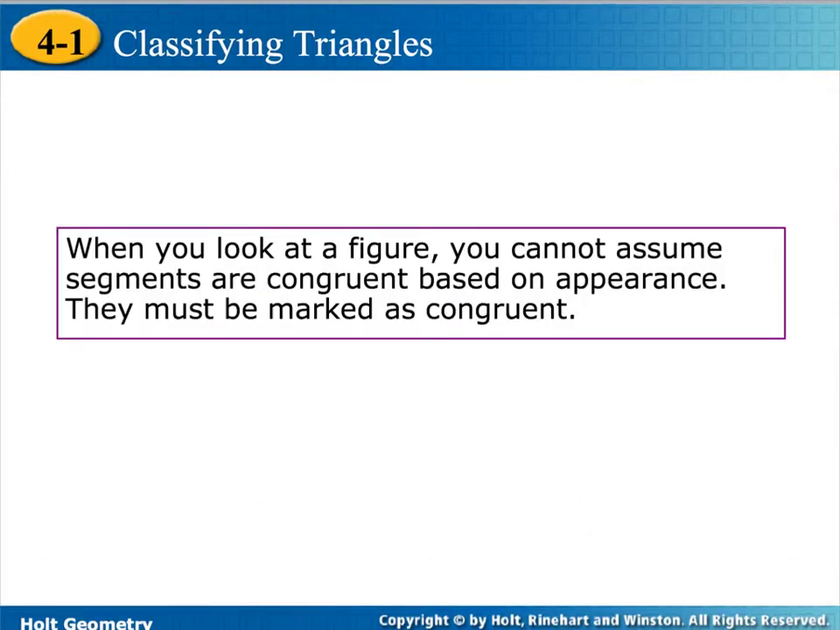Okay, it says when you look at a figure, you cannot assume segments are congruent based on appearance. They must be marked as congruent. Do not assume anything in math. If you are given those marked as congruent, remember, your markings are those little tick marks. If they have those little tick marks, then you know they are congruent for sure. You can't just look at it and assume it looks pretty close. No, it doesn't work that way. If it doesn't have a tick mark, it is not congruent, all right?